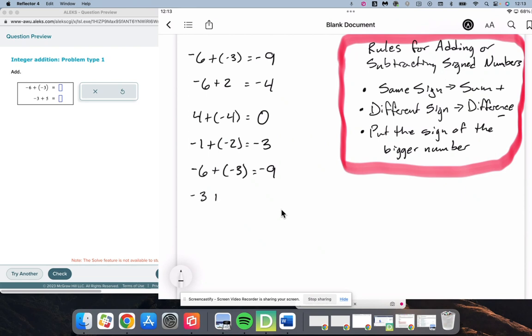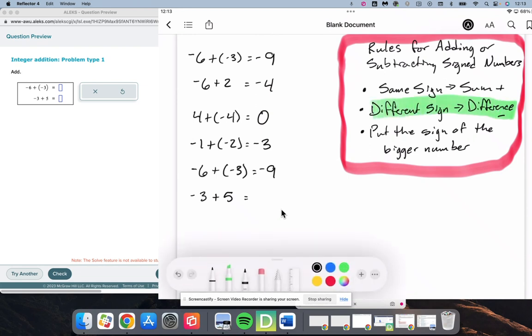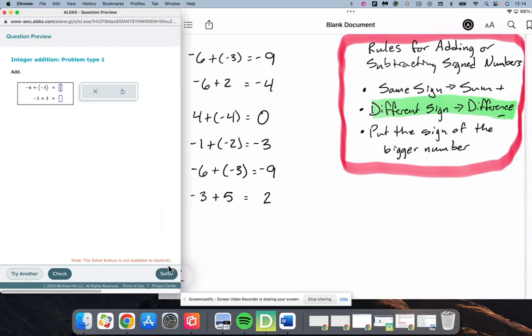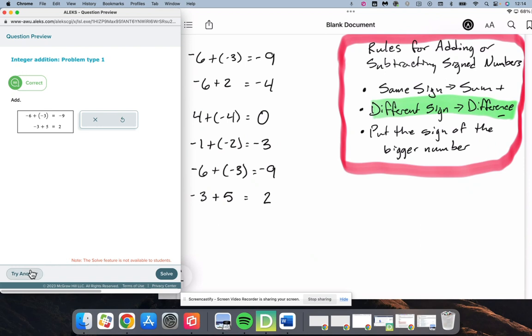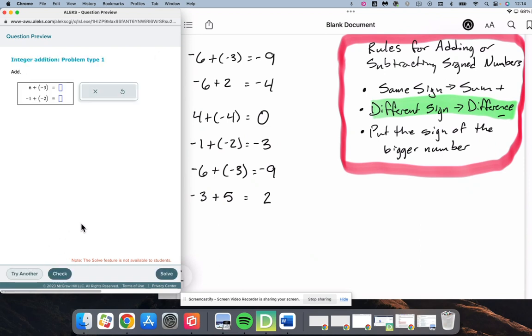-3 plus 5. We see that the signs are different. We have a -3 and a +5. We're going to find the difference, which means to subtract. The difference between 3 and 5 is 2. 5 is bigger. It's positive, and so our answer is positive. We don't need to put the plus sign for numbers that are positive. We just leave them the way that they are.